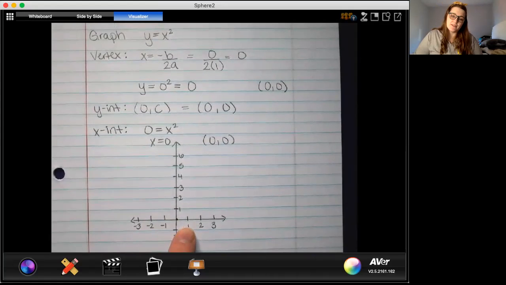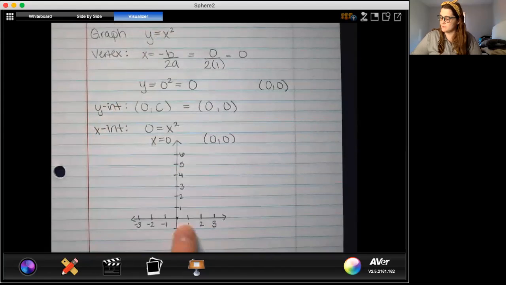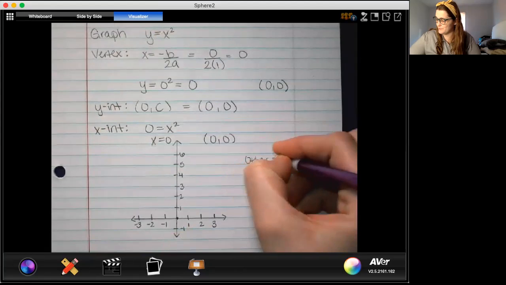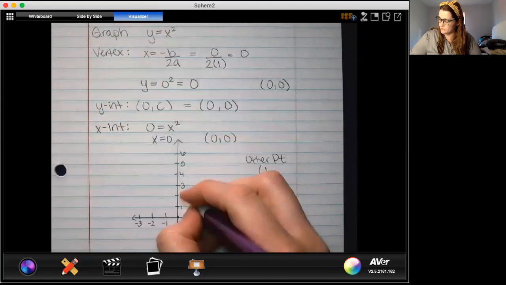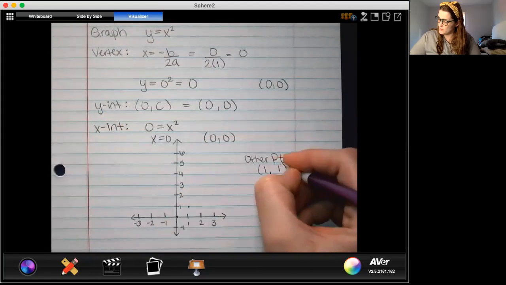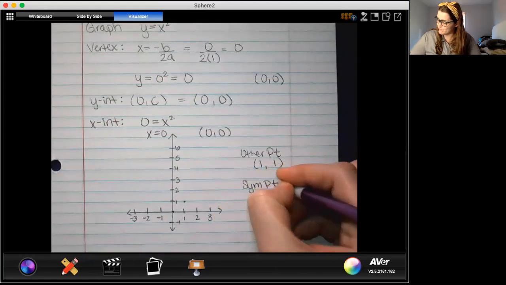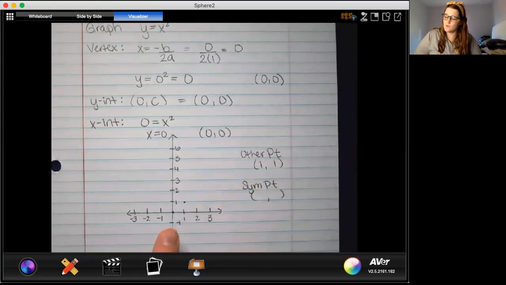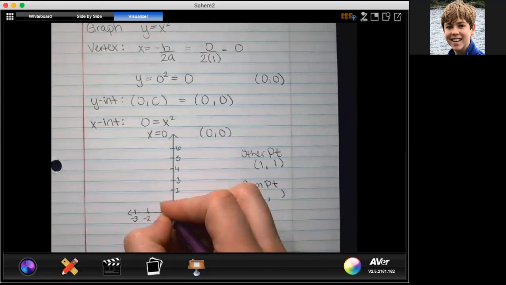What would be the value when x equals 1? If I substitute it into my graph. 1. Correct. If I substitute 1, 1 squared is 1. Okay. What would be the symmetrical point to that? About the origin, what would be the symmetrical point to 1, 1? Negative 1, 1.